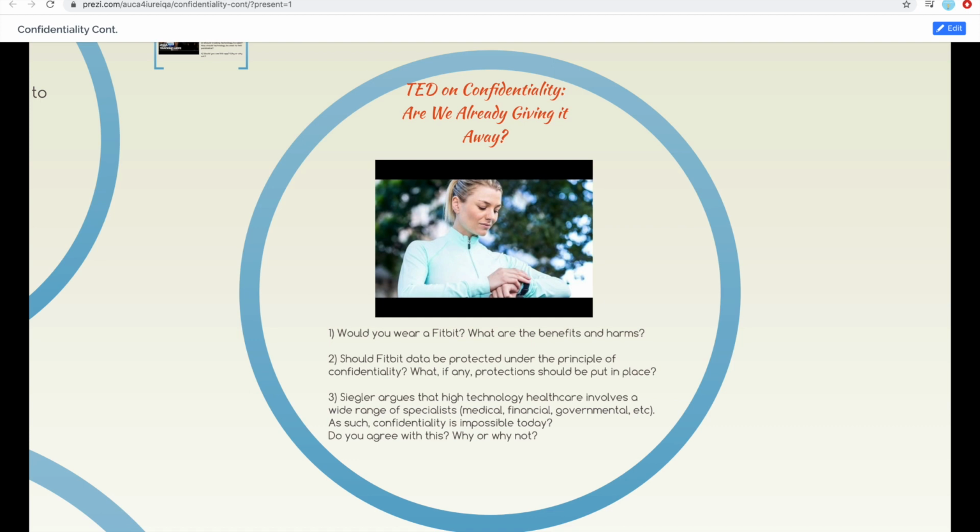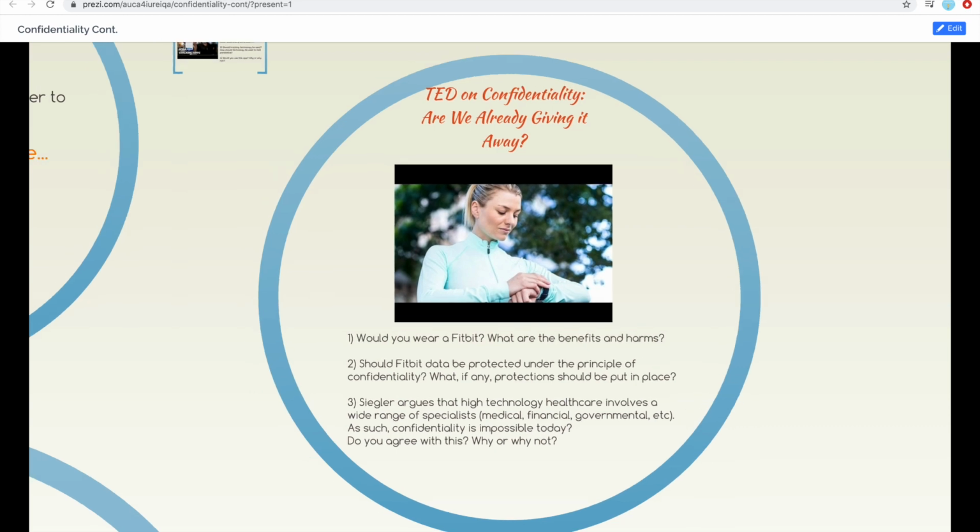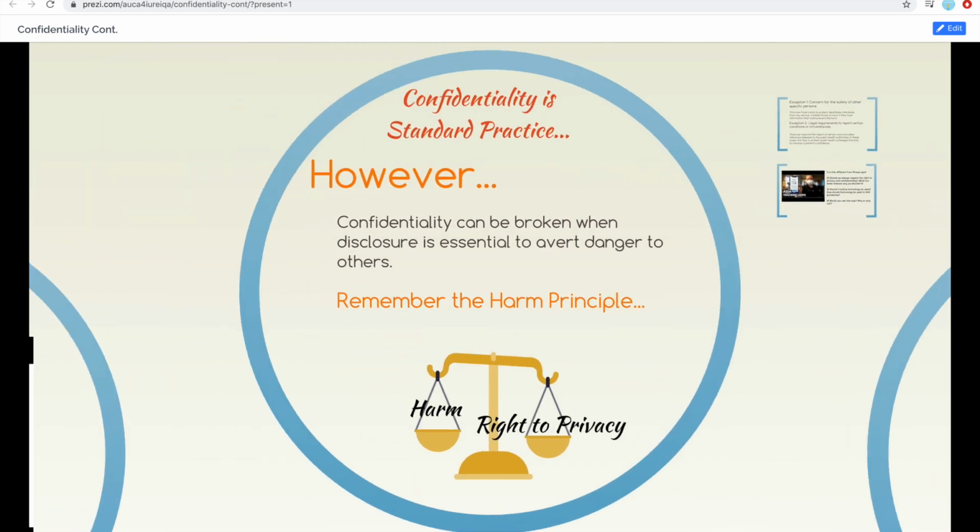And Siegler, one of the readings that we discussed throughout the week, argues that high technology healthcare involves a wide range of specialists, medical, financial, governmental, etc. And as such, confidentiality today is impossible. Do you agree with this statement? Why or why not? And should this be so? So these are some of the questions to discuss.